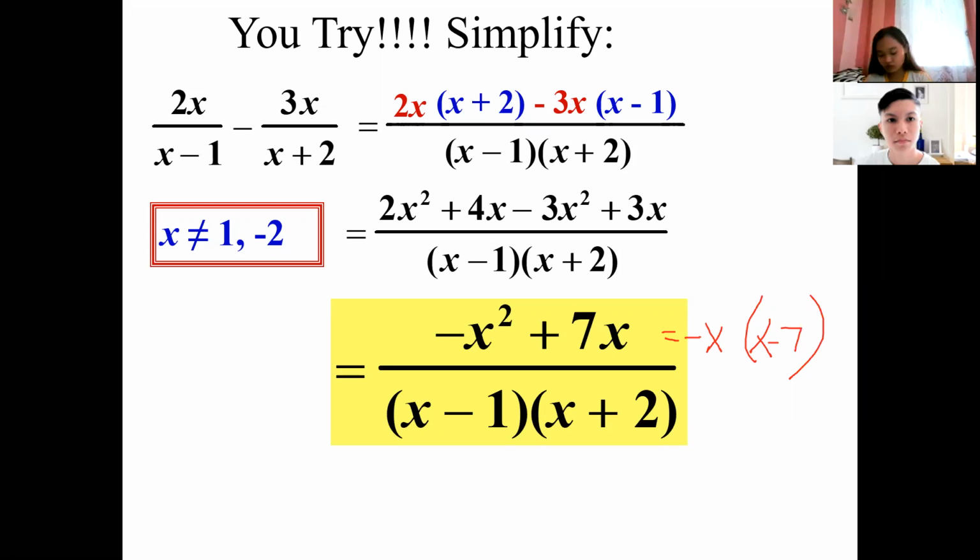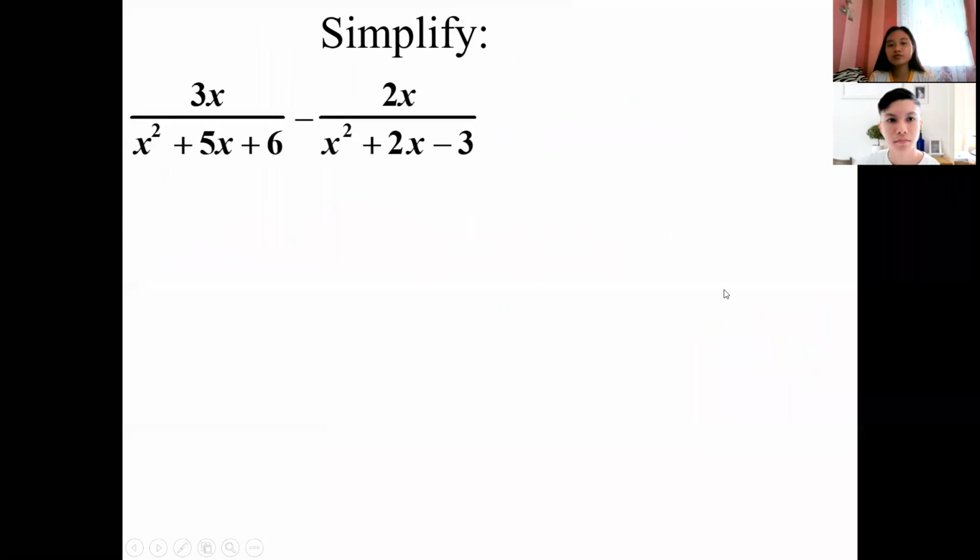Okay, so we are done copying the solution. So I think we still have another example here. This one. I am going to ask a girl to share the answer of this item. Copy. Should I share the factors of the denominator? These are the factors of the denominators. Sige, para you can continue your solution then.